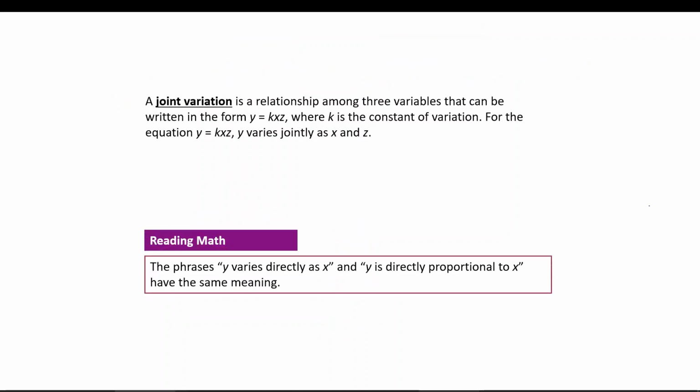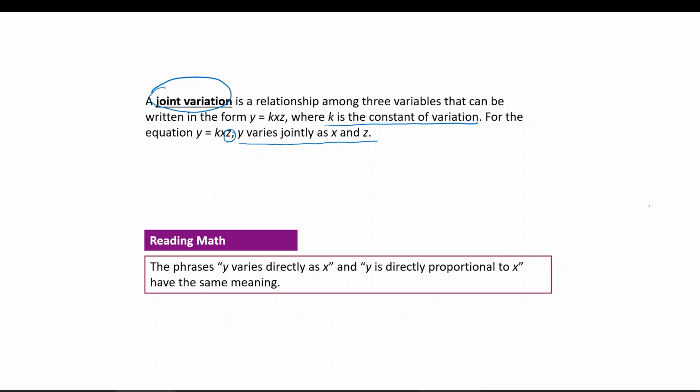A joint variation is a relationship among 3 variables that can be written in the form y equals k times x times z, where k is the constant of variation again. For the equation y equals kxz, y varies jointly as x and z. So this is called a joint variation, and it's just kind of the same thing, but now we have added a z variable in there also. So y varies jointly is how you would read that.